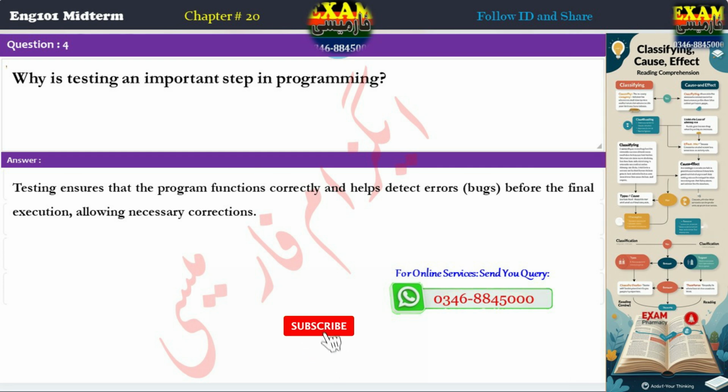Question 4. Why is testing an important step in programming? Answer. Testing ensures that the program functions correctly and helps detect errors, bugs, before the final execution, allowing necessary corrections.